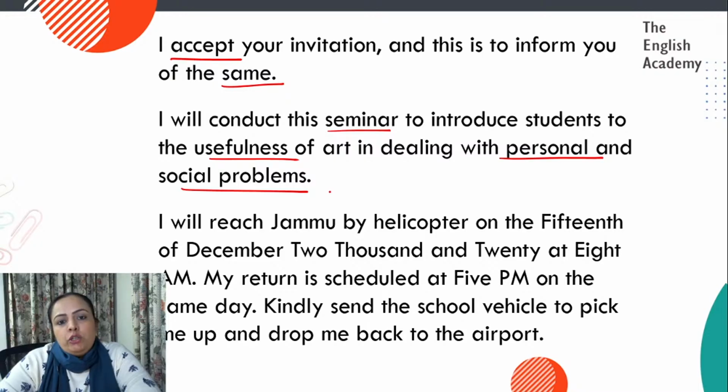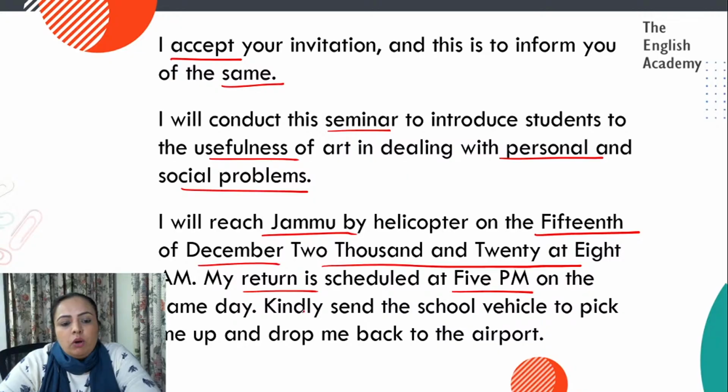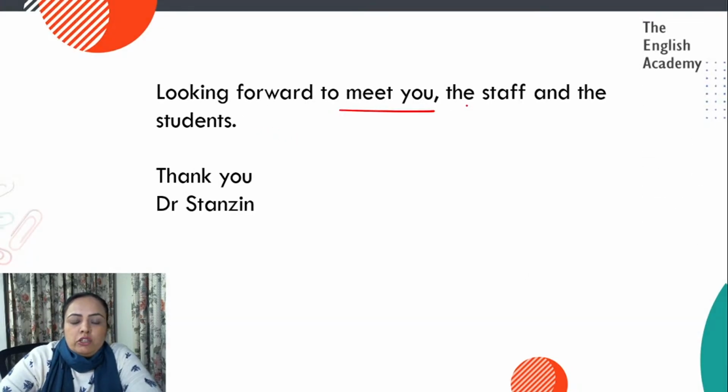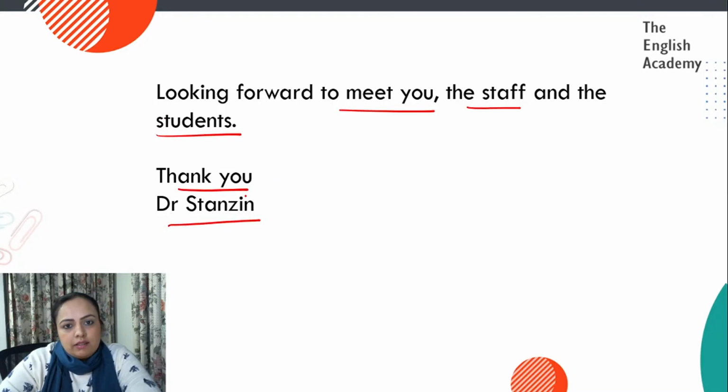Then I will write my schedule. I will reach Jammu by helicopter on the 15th of December 2020 at 8 a.m. My return is scheduled at 5 p.m. on the same day. Kindly send the school vehicle to pick me up and drop me back to the airport. Looking forward to meet you, the staff and the students. Then is the complimentary close. Thank you, Dr. Stanzin. So this is how you will attempt this reply question.